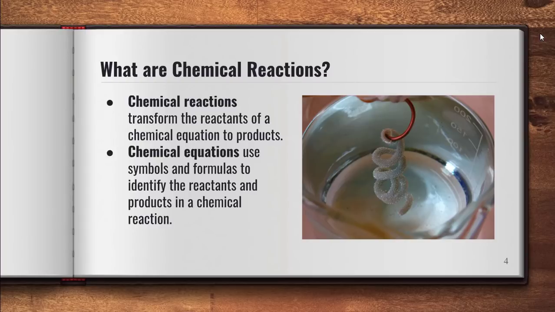So if we take a look at the chemical reaction here on the right, we have a piece of copper wire, and that copper wire is being dipped into a vial of silver nitrate. As you can see, the silver from the silver nitrate is actually reacting with the copper, producing a blue solution of copper nitrate and silver that exists on the outside of the copper wire. That's what the little fuzzies look like. So this is an example of a chemical reaction where we're taking reactants, which are copper and silver nitrate, and producing two products with that, silver and copper nitrate.